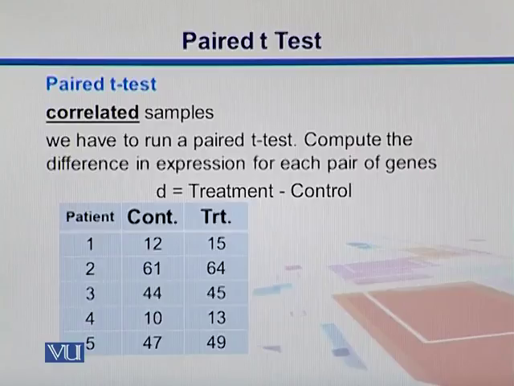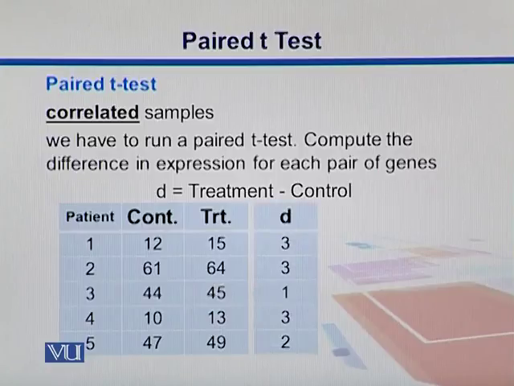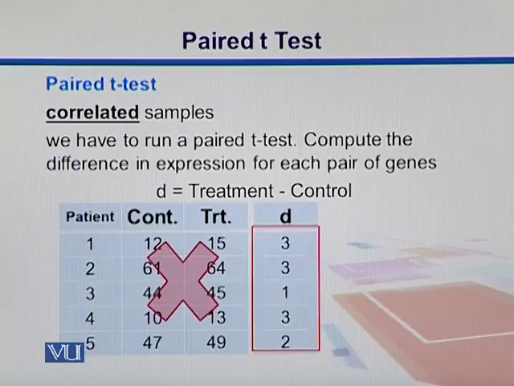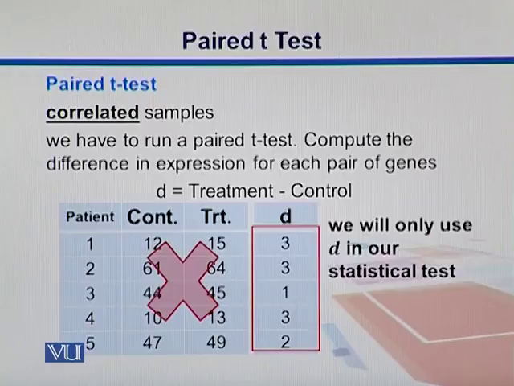We can compute the differences in expression for each pair. We define those differences as treatment versus control. For patient number 1, the treatment value is 15 minus 12, so the difference is 3. In the same way we can calculate the rest of them, and come up with a column of differences. We take this column as a distribution of differences, and forget about the individual data points. Our tests will use only these D's. When we come up with their mean, it becomes D bar, and we can throw a one sample t-test on this.